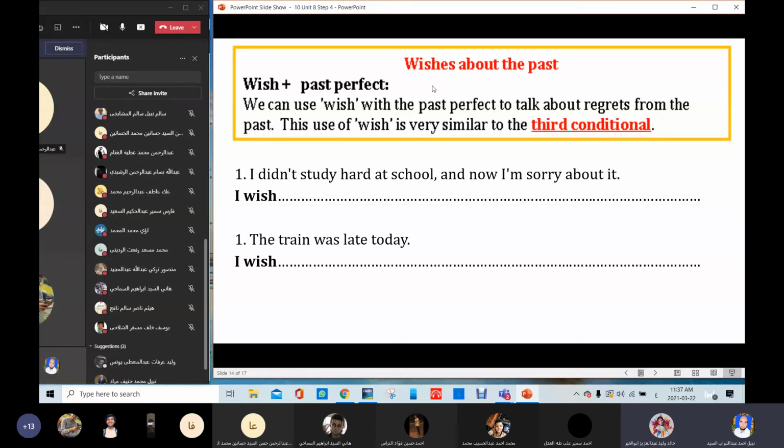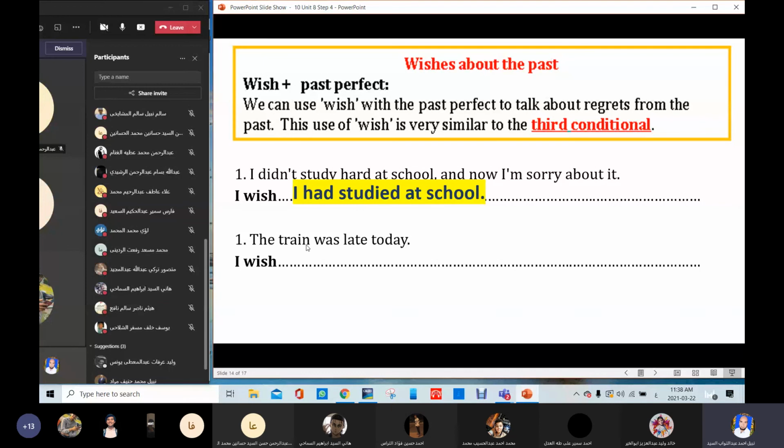Now let's have a look at this example. I didn't study hard at school and now I am sorry about it. Here you are talking about a regret in the past. Didn't study. I wish. Yes, Khalid. I had studied hard at school. Good, Khalid. I wish I had studied. Don't forget to use the past participle after had. I wish I had studied hard at school.